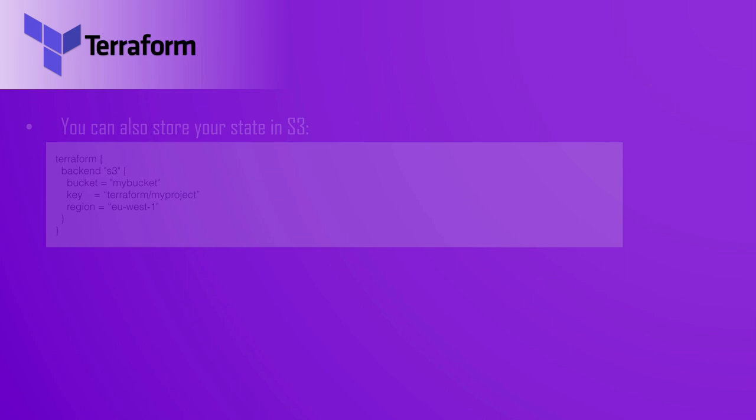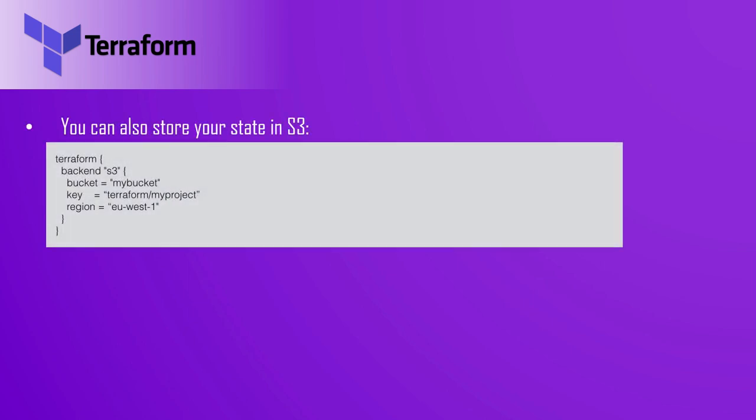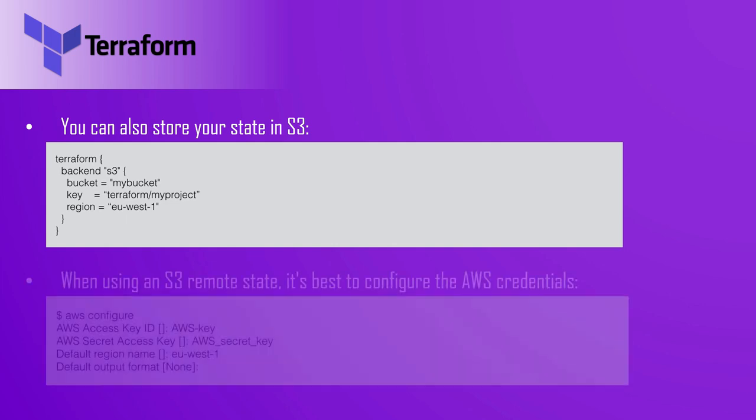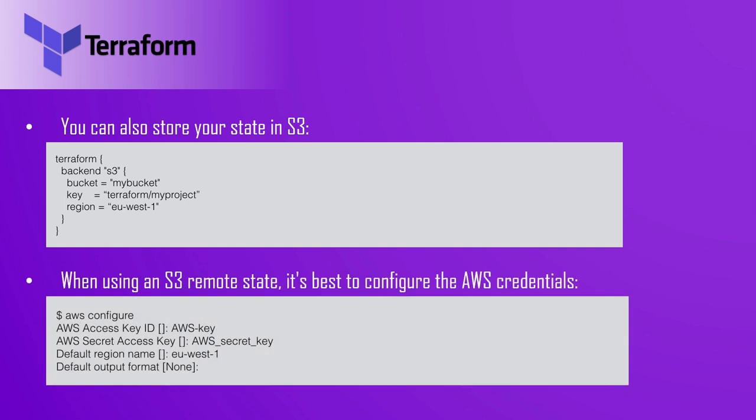We can also store our state in S3, which is maybe the most commonly used. Here you just have backend S3. You have a bucket name, you have a key. The key is your directory in S3, and you can specify a region. If you don't specify the region, Terraform will still ask you for it when you do the initialization process.